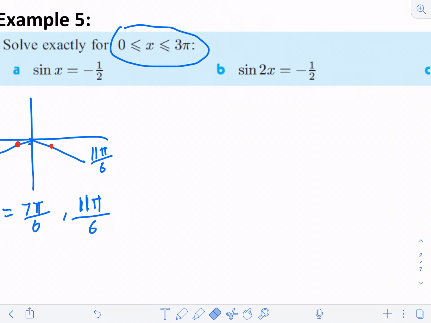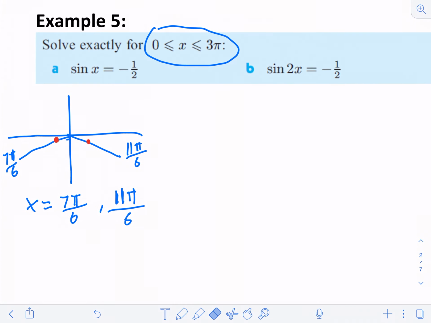Let's look at this next one though. This one's a little bit more interesting. I've got sine of 2x equals negative 1/2. Well, that 2x, I can't just divide by 2 here, because it's sine of the quantity 2x. So I need to know what that 2x is going to represent. That 2x really is my theta. Isn't that my angle? Because sine of theta is negative 1/2, and I'm looking for my theta here. Theta is equal to 2x. So I'm really looking for a value of theta that is equivalent to 2x.